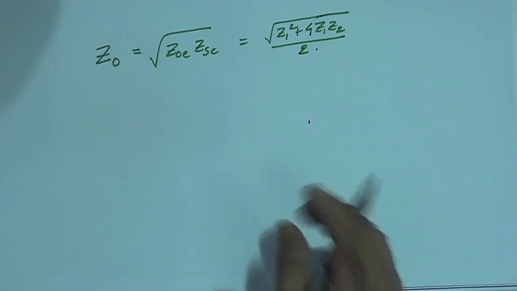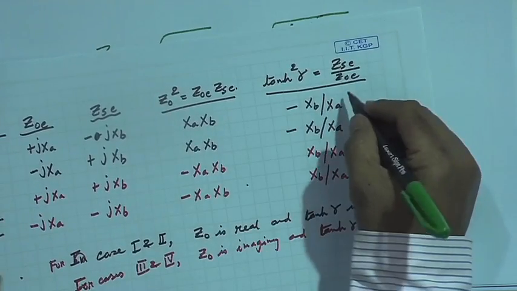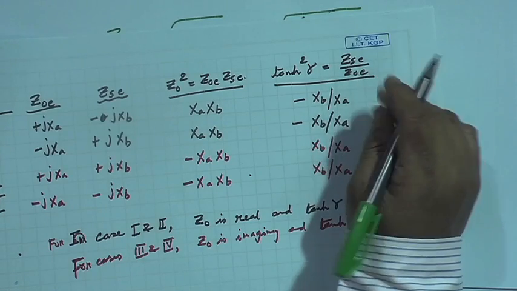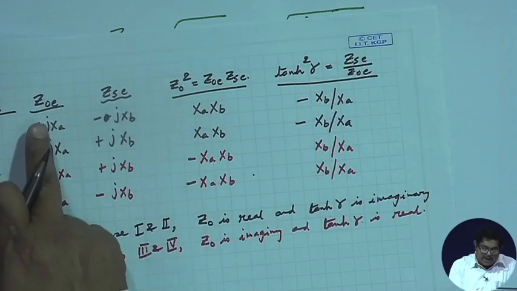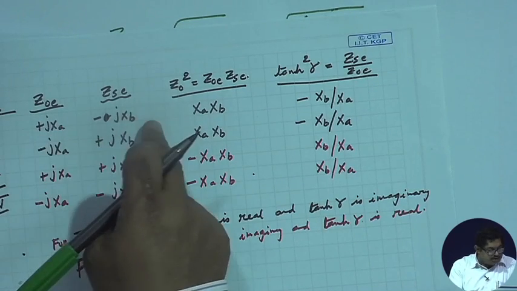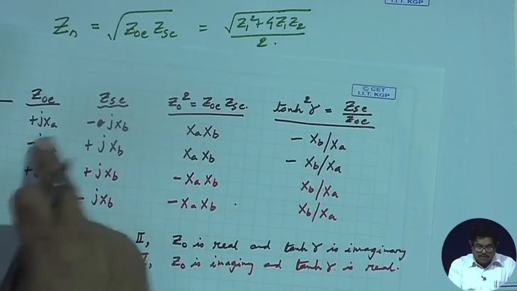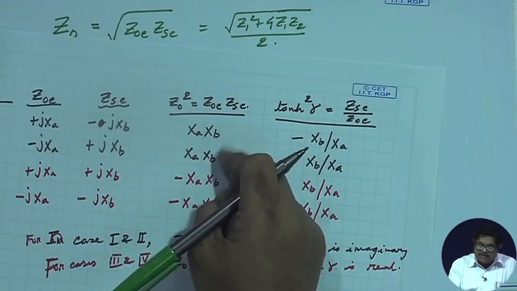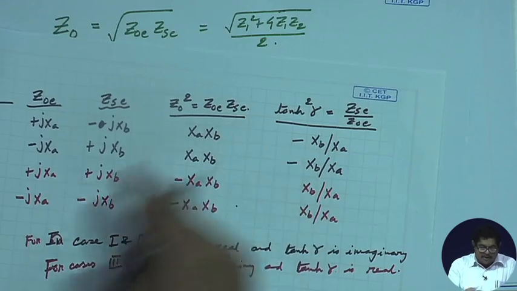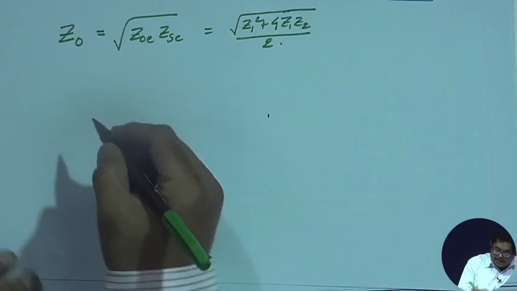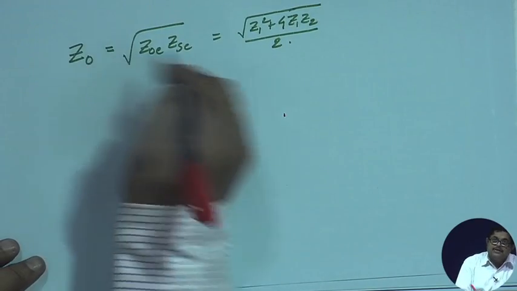Already we have seen in that table that gamma becomes pure imaginary. So, this is the stop band. There ZOC and ZSC should be of opposite sign, because that only makes the characteristic impedance real. Otherwise, if they are of the same type, then this is imaginary. So, the characteristic impedance we have found.